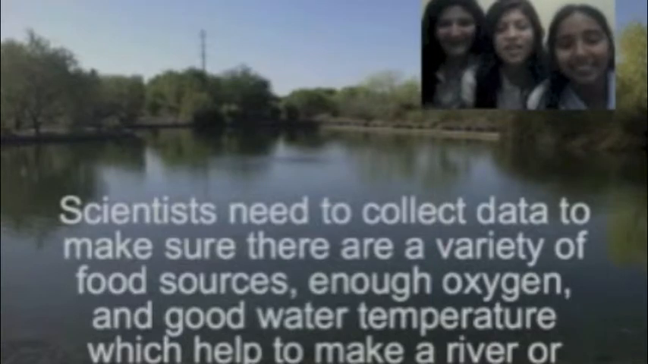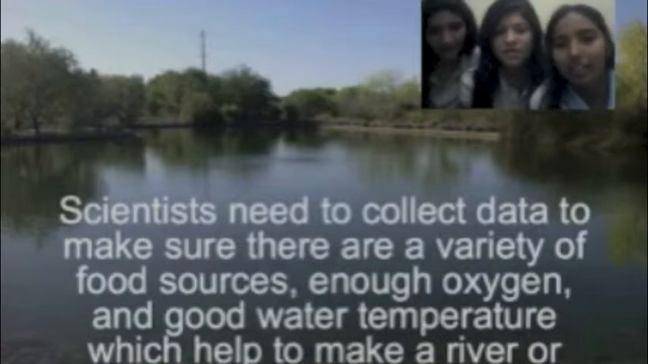Water scientists take samples of macroinvertebrate populations to find out how healthy the water is over time and to figure out the effects of environmental stressors. If it's severe enough, species of intolerant macroinvertebrates may disappear altogether. If the sample has a diversity of macroinvertebrates, the stream's conditions are good. Scientists need to collect data to make sure there are lots of food sources, enough oxygen, and good water temperature, which helps to make a river healthy.